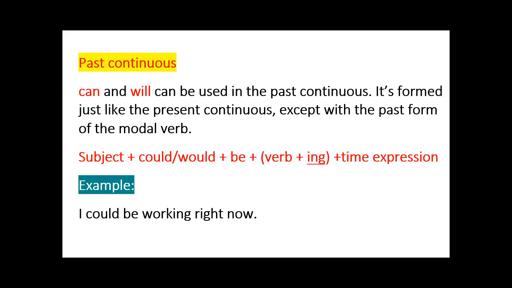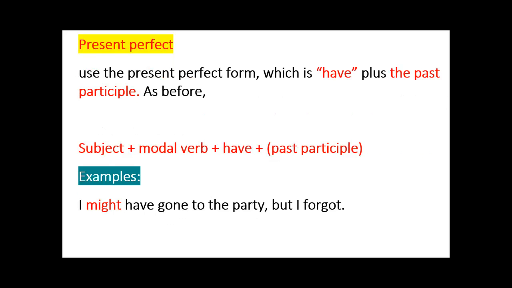It's not that complicated. Present perfect, we know that we use the verb to have plus the past participle, as we all know. So look at the format here. Subject, I might have gone to the party, but I forgot. Subject is I. Modal verb, might, we use it in the past. Have gone, have plus past participle of go, go, went, gone, to the party, so to plus the object.